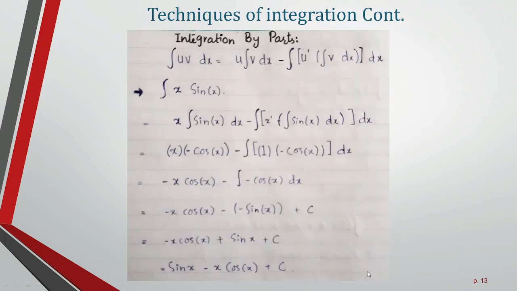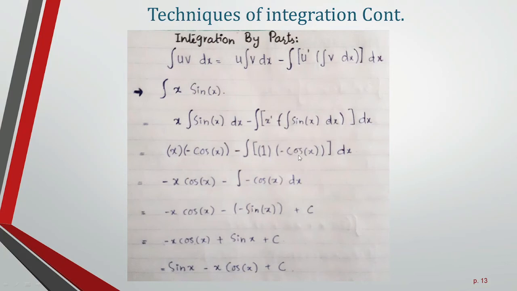Now integration by parts. The general formula of integration by parts is this, where u and v are two functions. In our case, x represents u and sin x represents v. So by the formula, we keep u the same and integrate sin x, minus the integration of the derivative of x times the integration of sin x. The integration of sin x is minus cos x, and the derivative of x is 1.